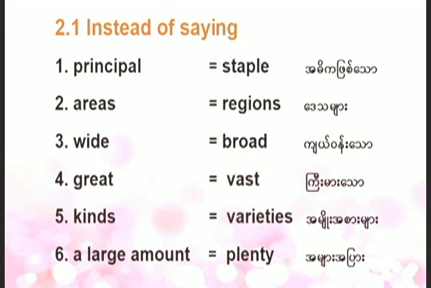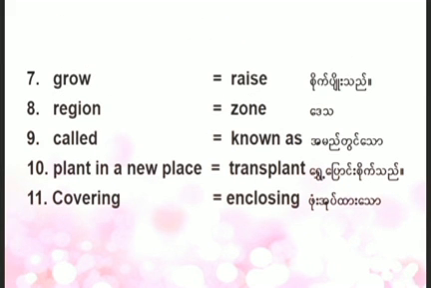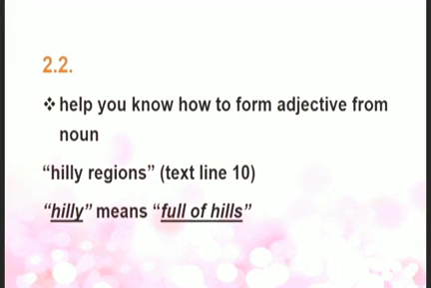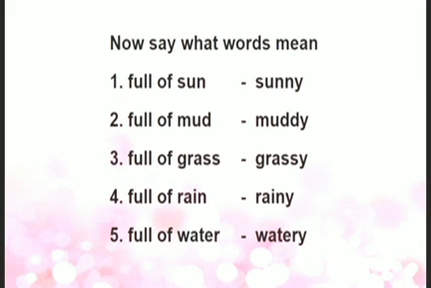Through this exercise, you can learn new vocabulary together with the meanings for a better understanding of the words. The meanings of the words are also provided in Myanmar. Now, let's study the next item in 2.2. This exercise will help you know how to form an adjective from a noun. Let's see the adjective phrase, full of hills. In this phrase, the word hills is a noun. If the suffix "y" is added to the noun form, hill, you can get the adjective form, hilly. Here, the words full of hills mean hilly.